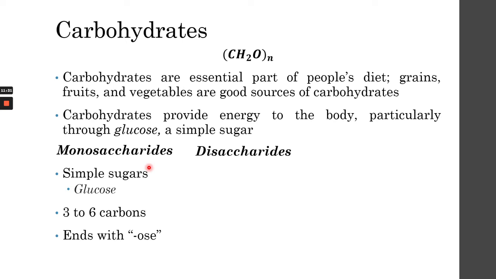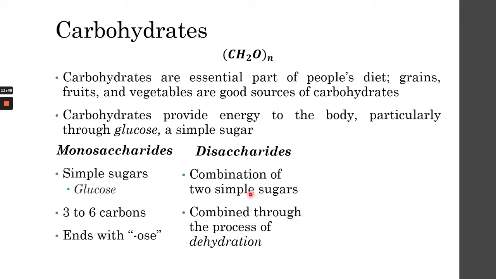We also have disaccharides. Disaccharides are kind of easy to understand because a disaccharide is basically a combination of two simple sugars. So if you have a glucose and another glucose, you can create a disaccharide. The combination happens through the process of dehydration. So we have to remove an H2O from the structure in order to combine the two monosaccharides. I will show later how that happens. But yeah, that's how disaccharides are formed.